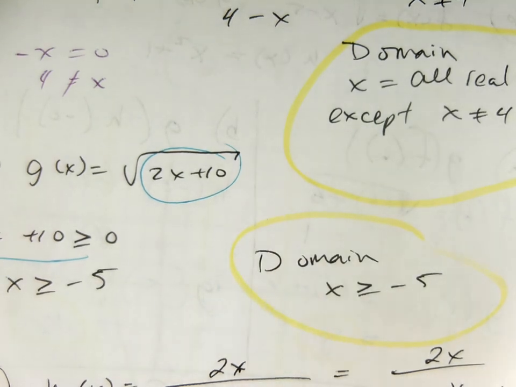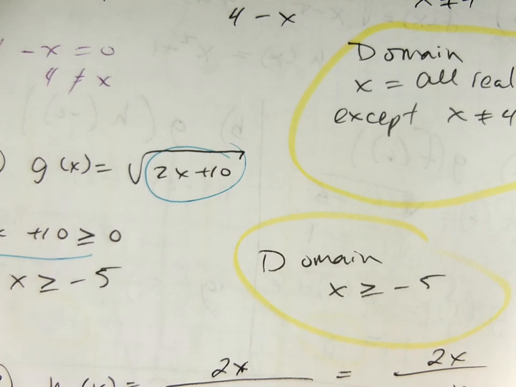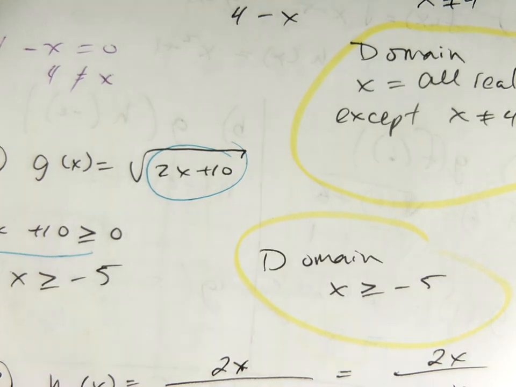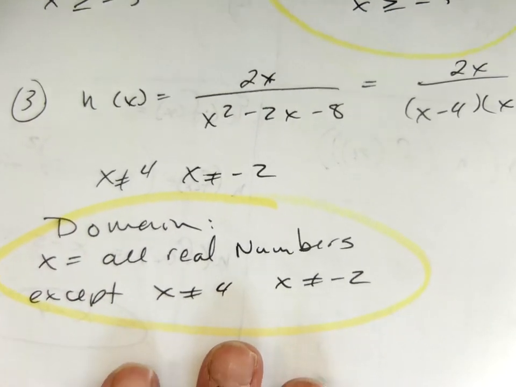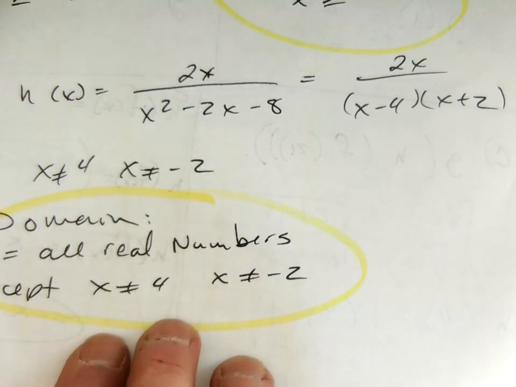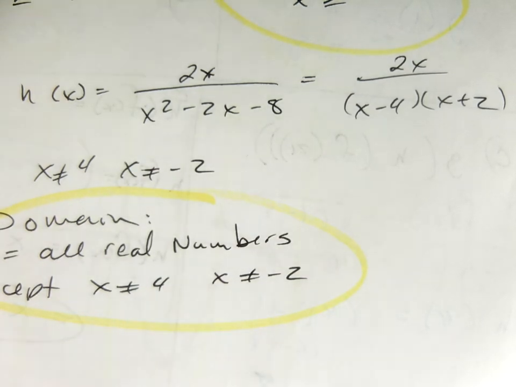On 3, I need to factor the denominator. It's easier if I do. So x cannot equal 4, and x cannot equal negative 2. So the domain is all real numbers, except x cannot equal 4 or negative 2.